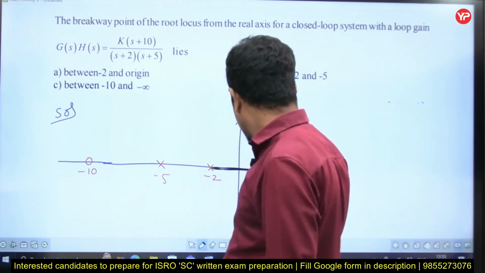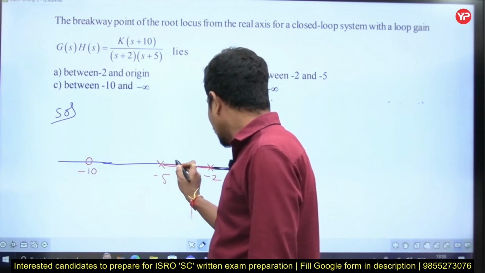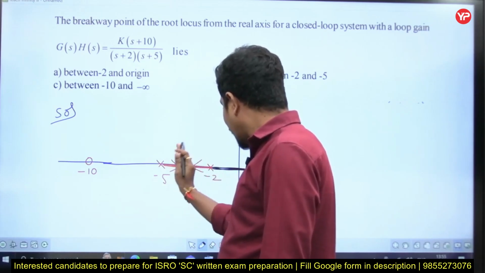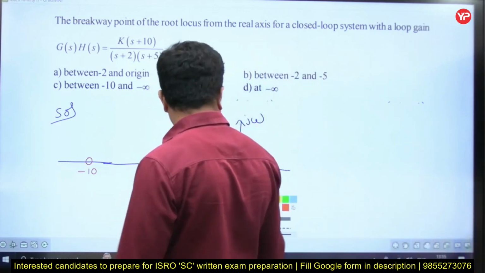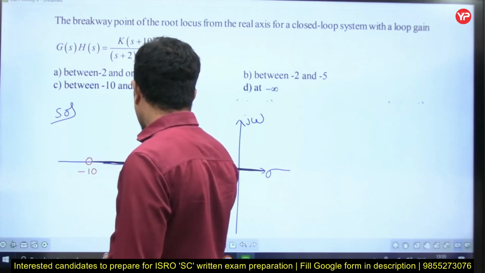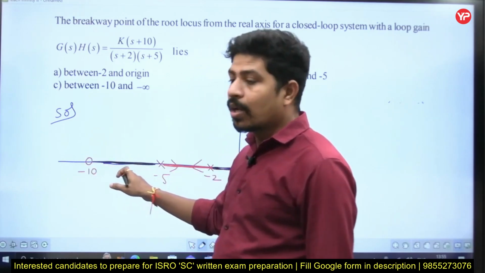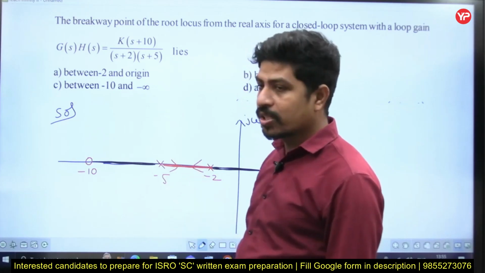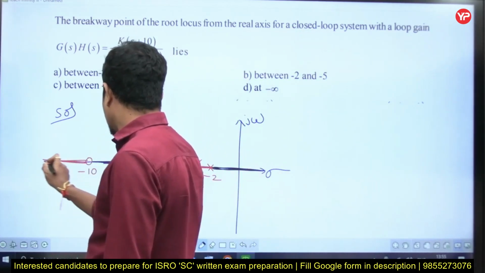Here, in this region, root locus exists. Why? If you stand anywhere in this region, the total number of poles and zeros to the right side will be odd in number. There is one pole, therefore root locus exists. Here again, root locus does not exist, because if you stand anywhere in that highlighted region, the total number of poles and zeros to the right side is even in number. There are 2 poles. Now again, in this region, root locus exists.